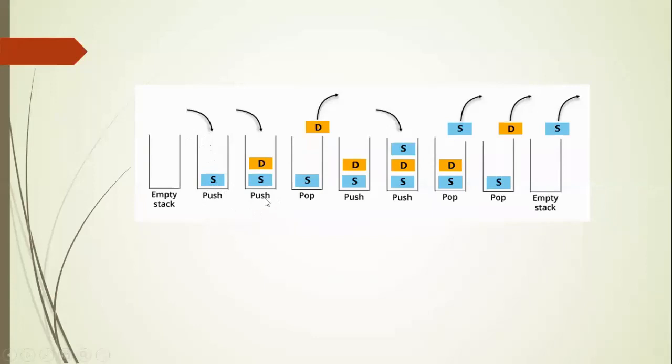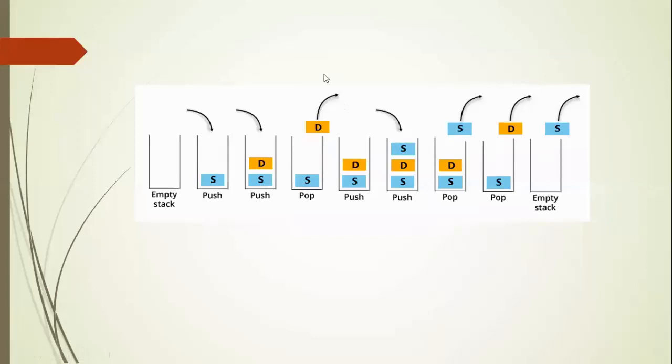Then if you perform a push operation and you want to push D, then the stack will contain D as top. Then if you try to pop an element, then D will be popped out because D is top of the stack. Then if you push D again, D will come again onto the top of the stack. And then if you push something like S again, it will also come onto the top of the stack.